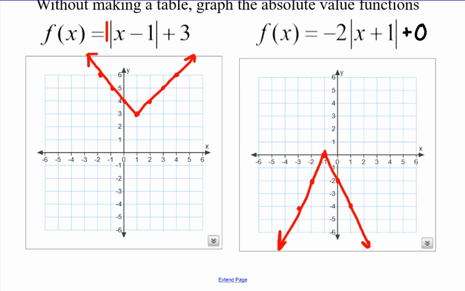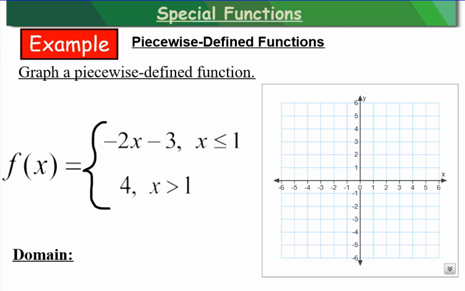Absolute value functions are a specific type of piecewise function. The second part of the lesson is we're going to graph other types of piecewise functions. So here's a different equation for a new piecewise function. You can see it has two different equations because this graph has two different parts. It tells me when I would do both.